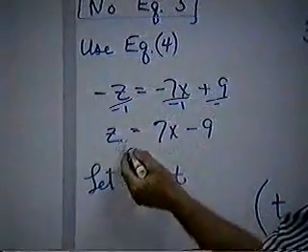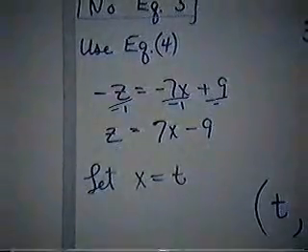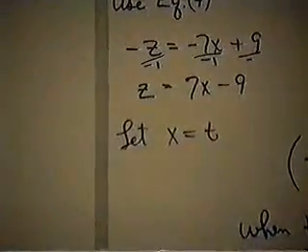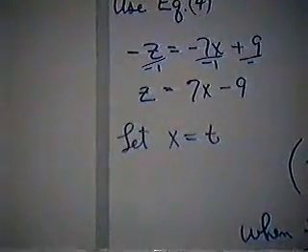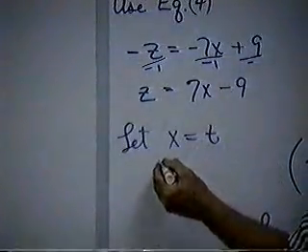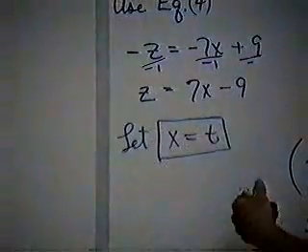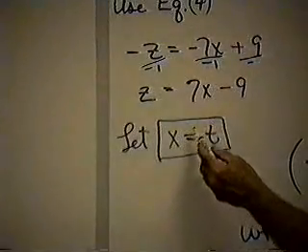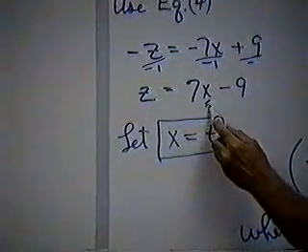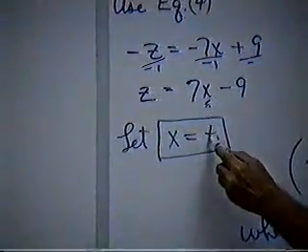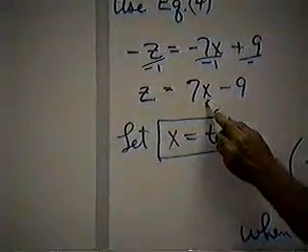And what do I get? z is equal to 7x minus 9. All right. Now, I'm going to go ahead and let x be equal to t. Just make up a letter to make a difference. I'm going to let whatever this letter is right here be another letter, what we call a parameter. So I'm going to put a t there.